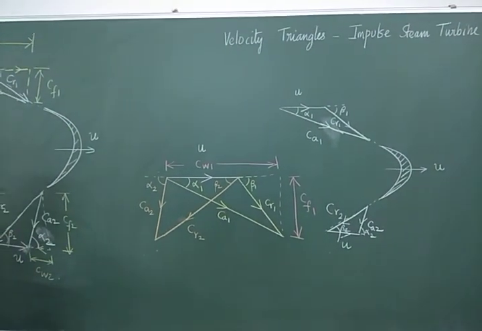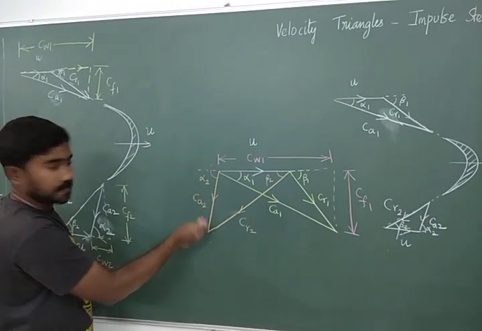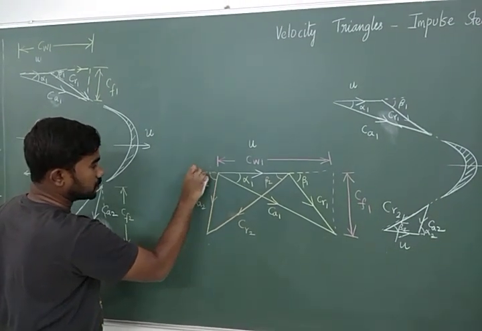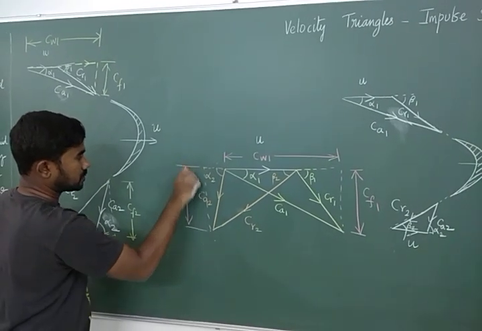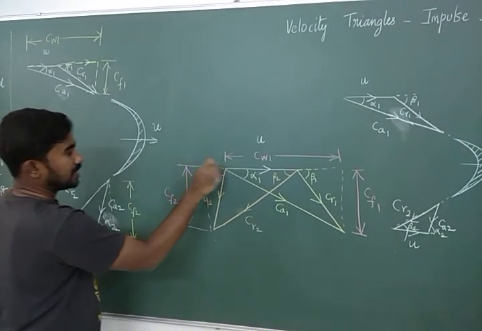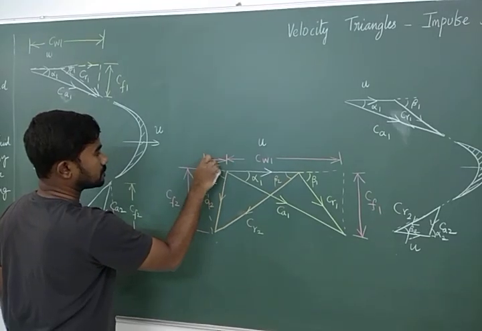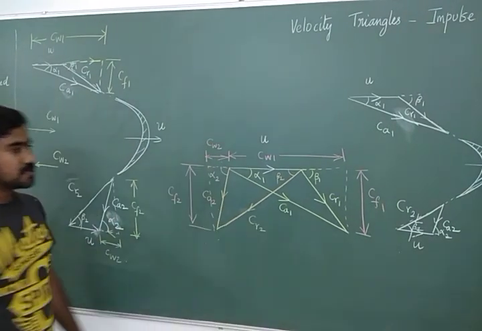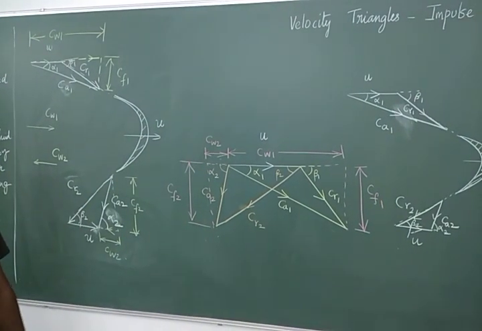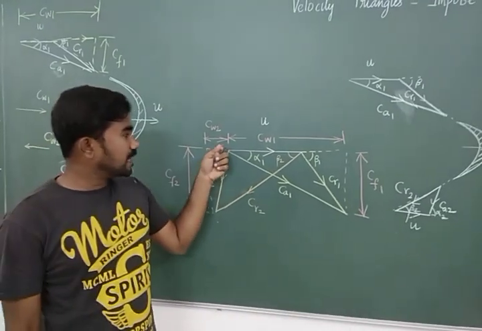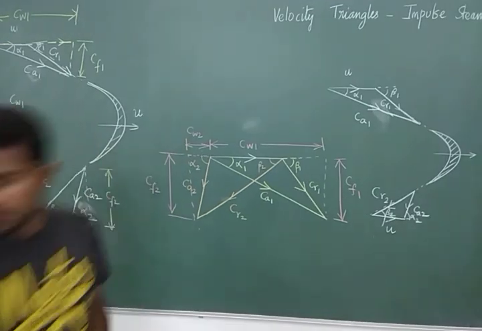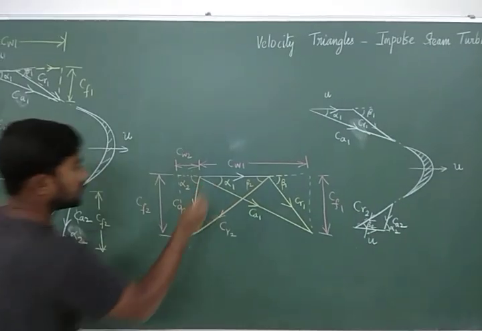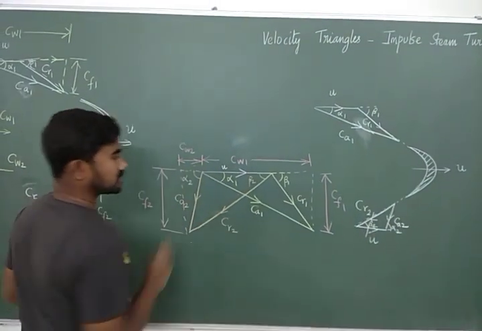Similarly, the next vector that we have to resolve is CA2. So I am going to resolve CA2 into CF2 and CW2. That's it. So this will complete the velocity triangle. Okay. So we have blade speed common, which is U. This white one is U. That is the blade speed. That is common to both the velocity triangles.